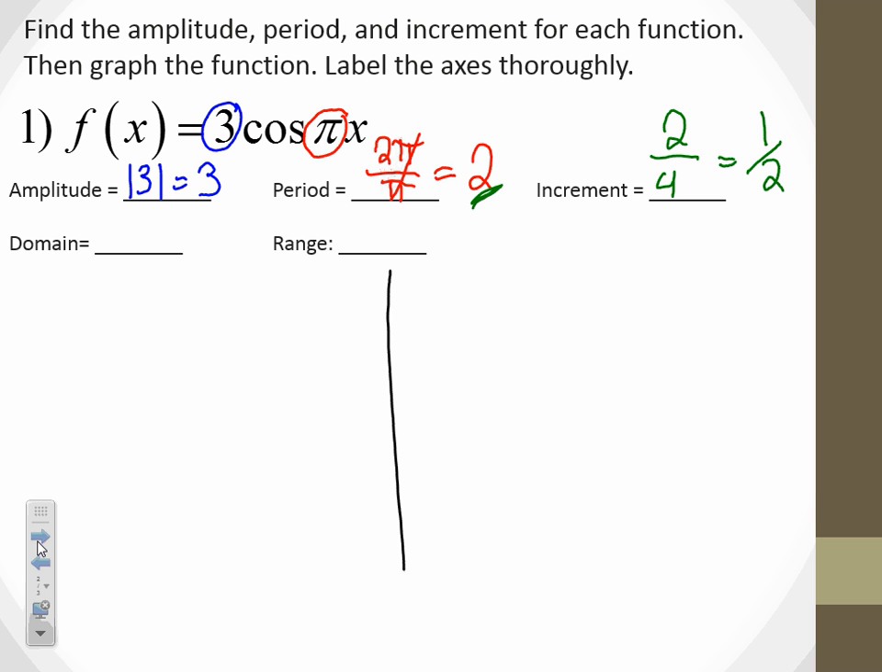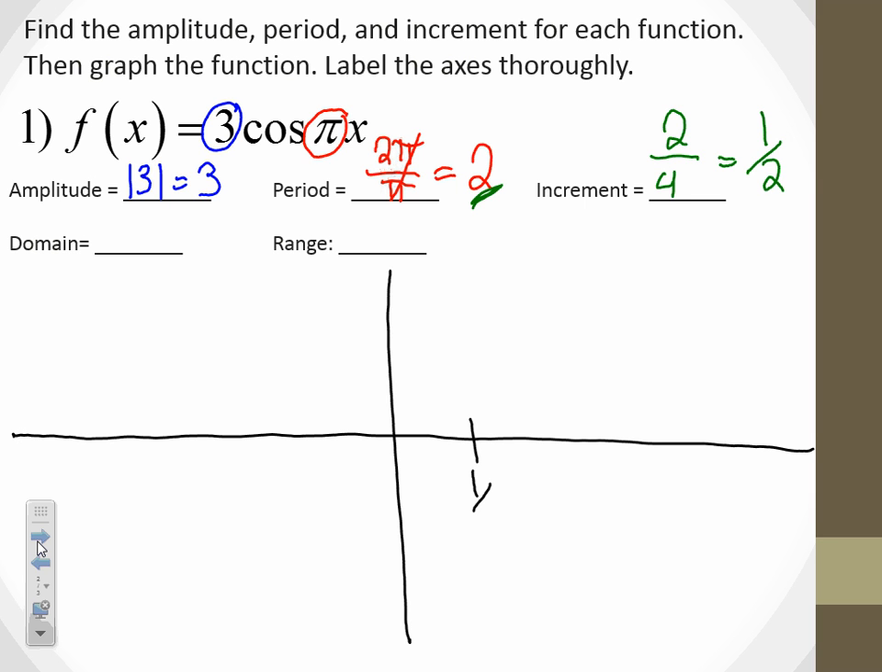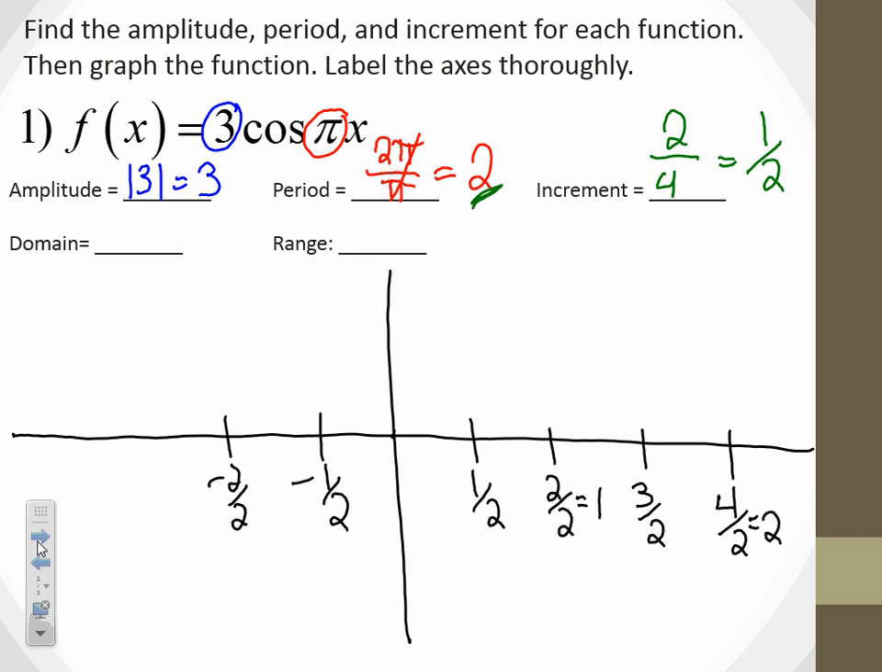So let's set up our x and y axes. Now we're going to start labeling. We're going by halves. So I'm going to have 1/2, 2 halves, which is the same as 1, 3 halves, and 4 halves. And 4 halves is the same as 2. So we can stop there. We're going to do 1 to the right and 1 to the left of our origin. So we're going to have -1/2, -2 halves, -3 halves, and -4 halves.